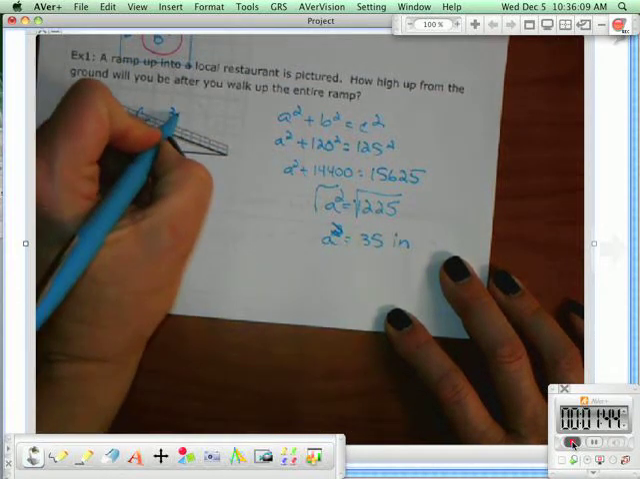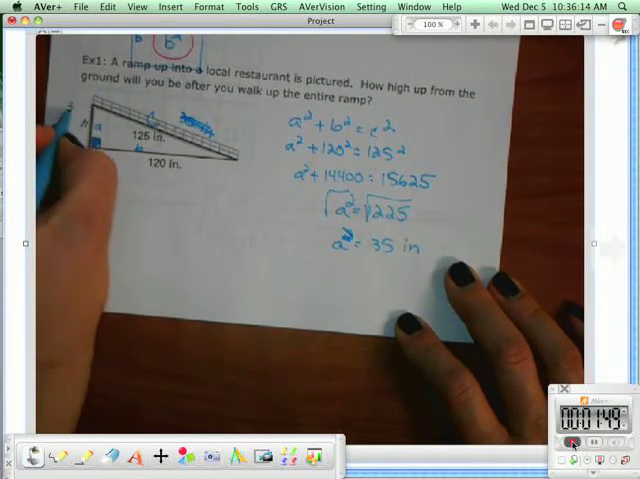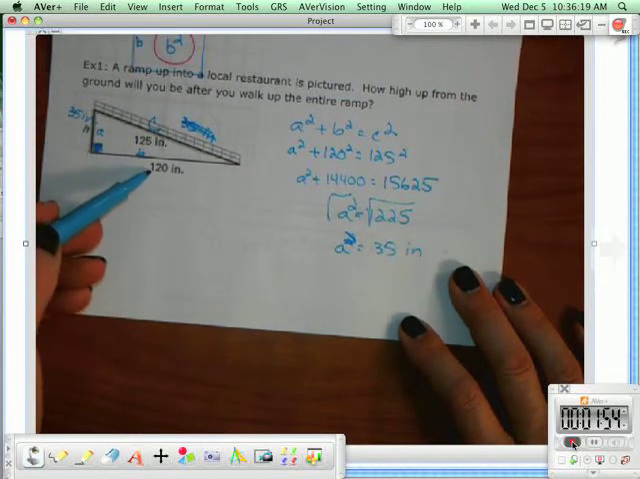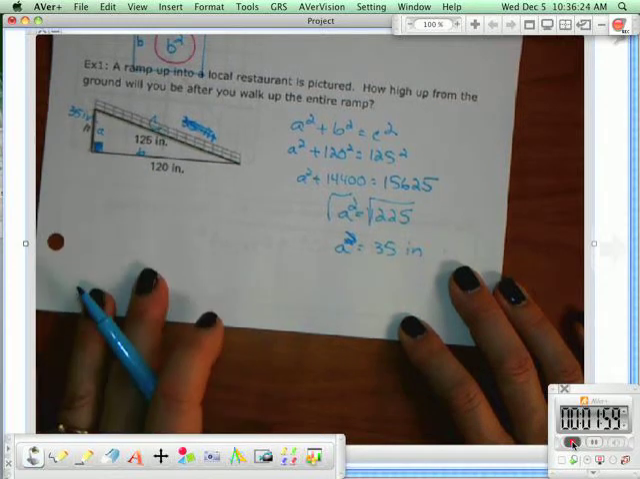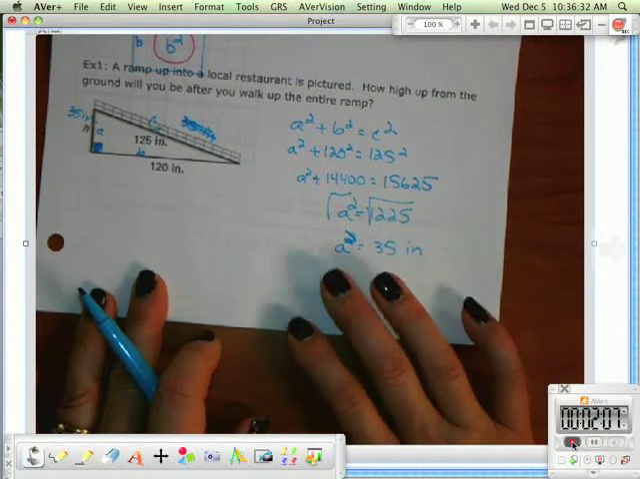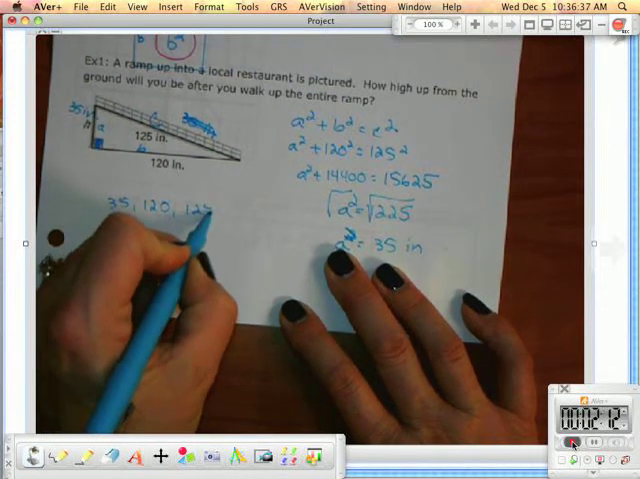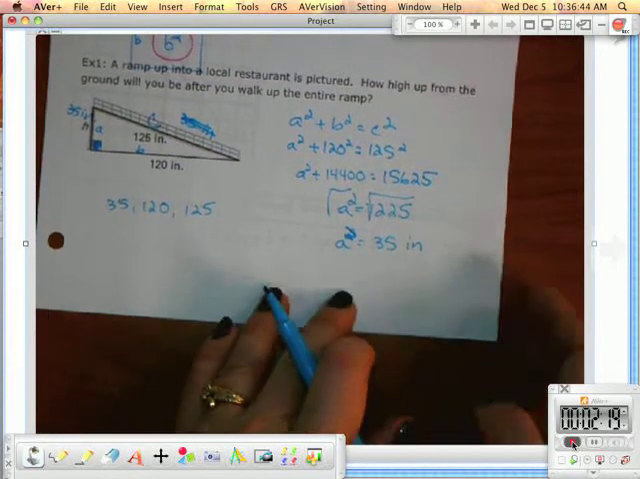So don't turn the page yet, because I want you to notice something. All right, 35 inches. So I have 35, 125, and 120. What can I say about this set of numbers? They're all integers, so what are they? They're Pythagorean triple. There are no decimals. Okay? All right, turn the page now.